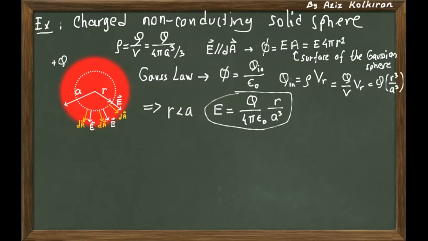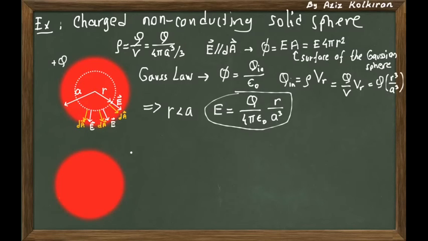Right on the surface of this non-conducting sphere, with this result, the electric field will be equal to Q times k, where 1 over 4 pi epsilon 0 is k, times a, the radius of the non-conducting sphere, divided by a cubed, which gives 1 over a squared. So right on the surface it is q times k times 1 over a squared, as if all the charge is concentrated at one point in the center.